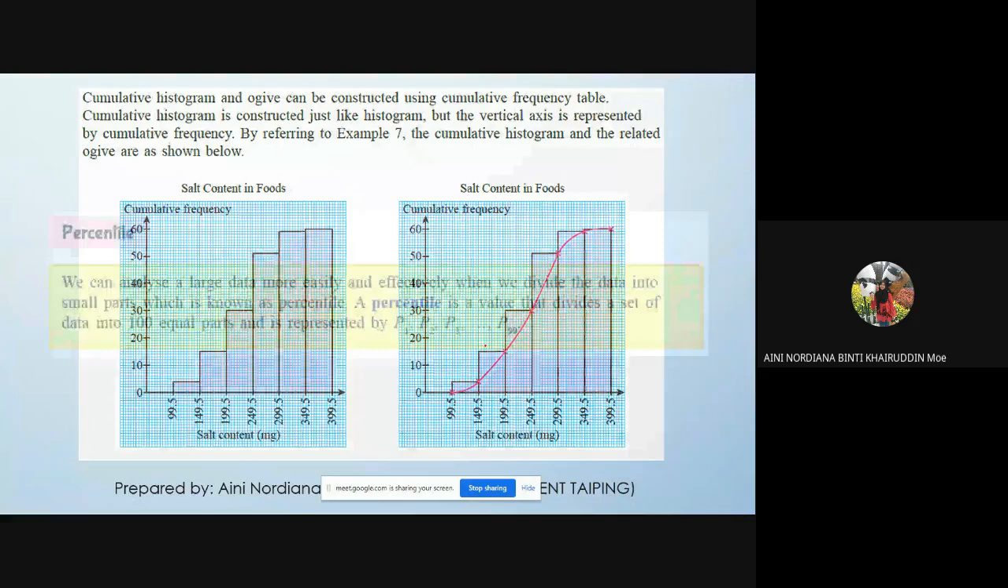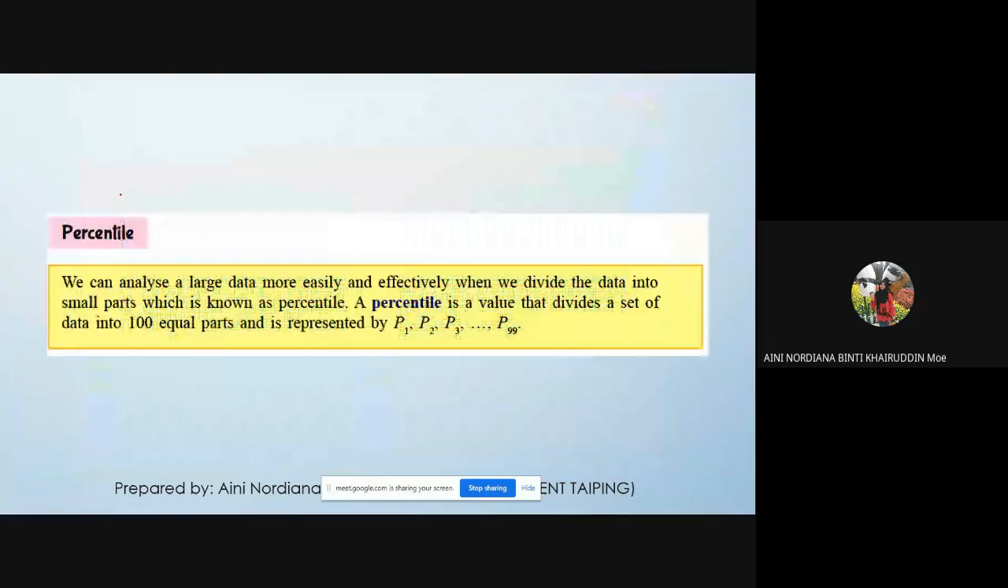Percentile. Ini baru. Kalau you tanya your senior last year, diorang tak ada belajar benda ni. Percentile. Diorang hanya belajar kuartal. First kuartal, median, third kuartal. You ada tambahan. Percentile. Okay, we can analyze a large data more easily and effectively when we divide the data into small part, which is known as percentile.